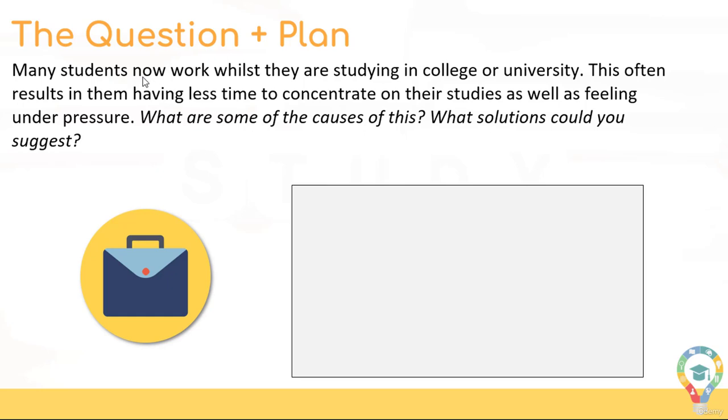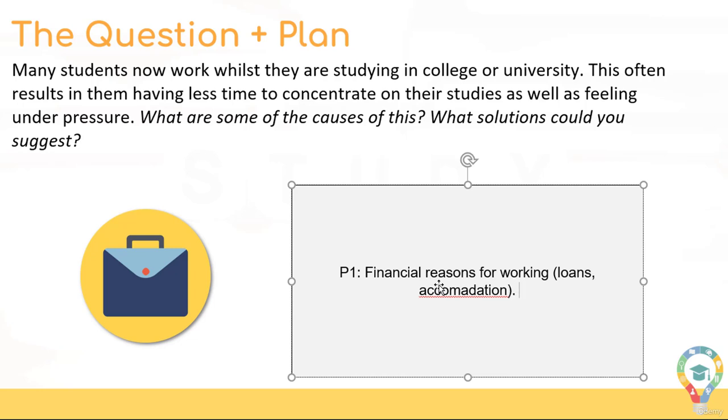So why are students working when they should be studying? I think the obvious answer to that is quite simply for money. So if we say financial reasons for working, we could say loans, accommodation. And here I need to suggest a solution. So what can I say for the solution? You could say free grants, free government grants. So the government giving students money whilst they are studying.